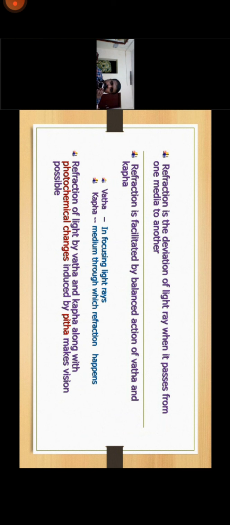According to our Ayurvedic concept, we can correlate the track, otherwise the bending of the light rays, with Vata and Kapha. In Vata, the focusing of light rays, and Kapha, the medium through which the refraction happens. Then the refraction of light by Vata and Kapha, along with photochemical changes that take part in the retina, is induced by Pitta, that makes vision possible.